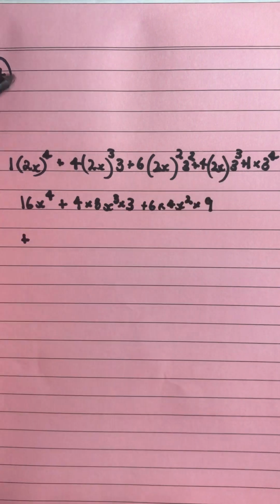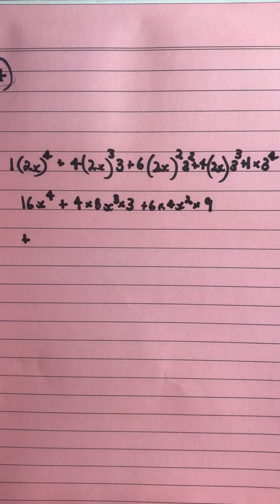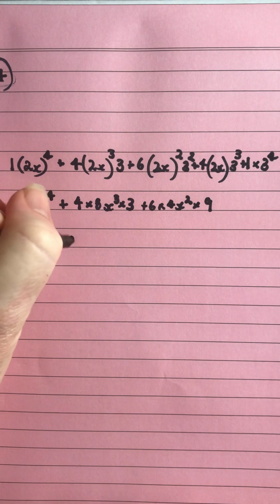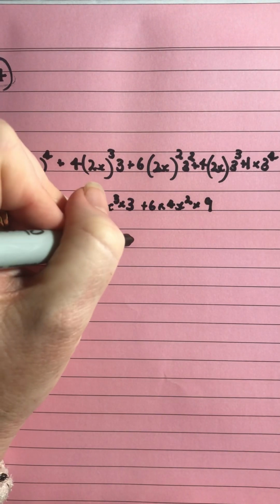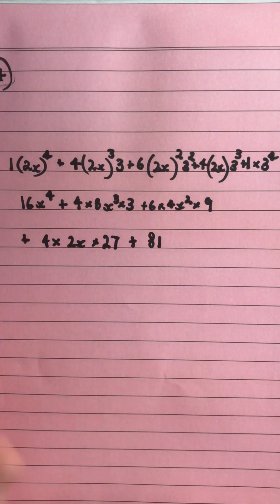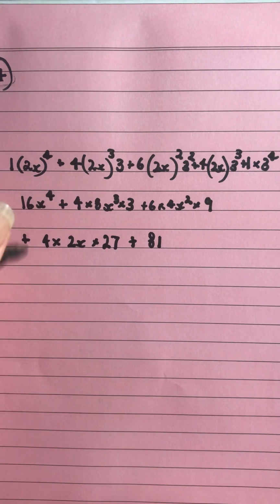I've got my 2x there, so I don't have to do any powers for the 2 there, so I've just got 4 times 2x times, now my 3 to the power of 3 is going to be 27. And then on the end there, I've got my 3 to the power of 4, which is 81. So then I'm going to go along that line, simplify further.